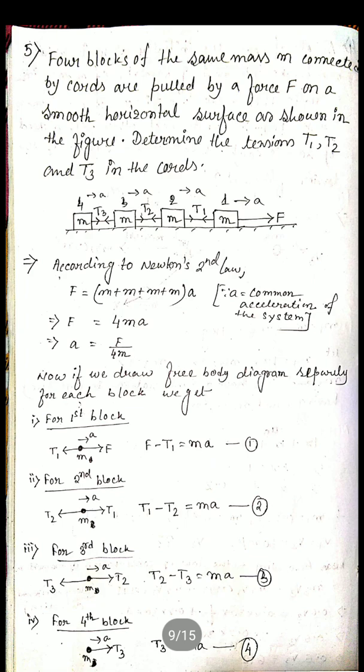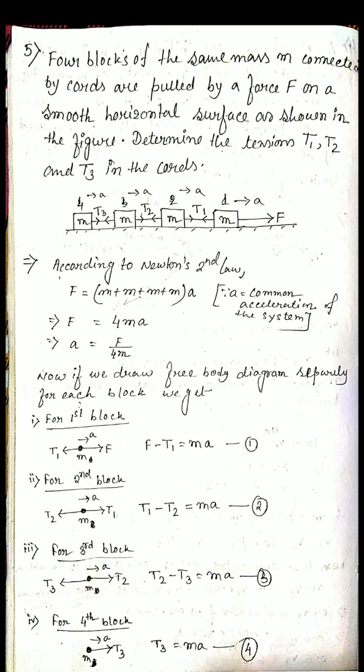Next, 4 blocks of the same mass m are connected by cords and pulled by a force F on a smooth horizontal surface as shown in the figure. Determine the tensions T1, T2 and T3. It is given in the figure: first block, second block, third block, fourth block, with T1 between the first two blocks, T2 between the second and third, then T3 between the third and fourth.